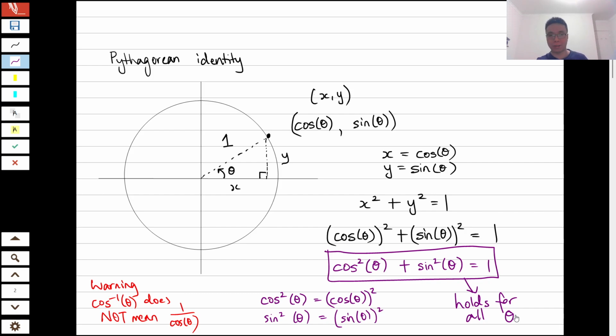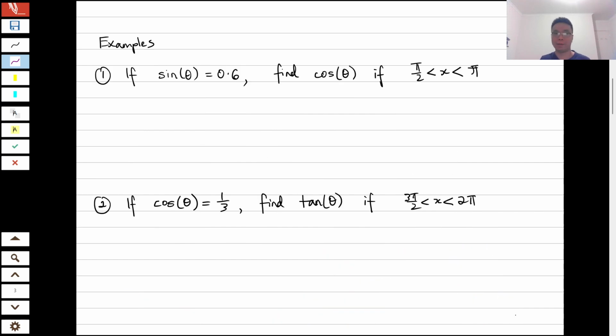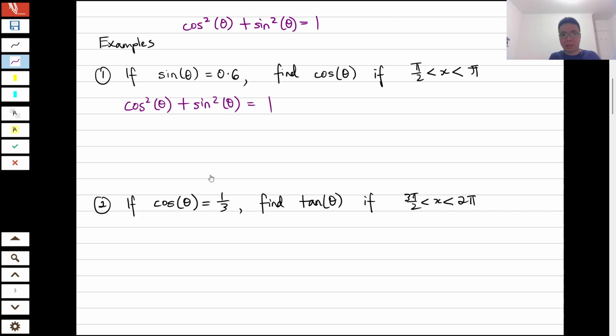So with that in mind, let's do a couple of examples where we apply this formula. So in case you've forgotten, this is the Pythagorean identity. And if we know one trig ratio, we can easily use that to find the other trig ratio. So example 1, I've given you sine theta, and I asked you to find cos theta. So we'll start by writing the Pythagorean identity. Cos squared plus sine squared of theta is 1, but we know that sine theta is 0.6. So we do the math.